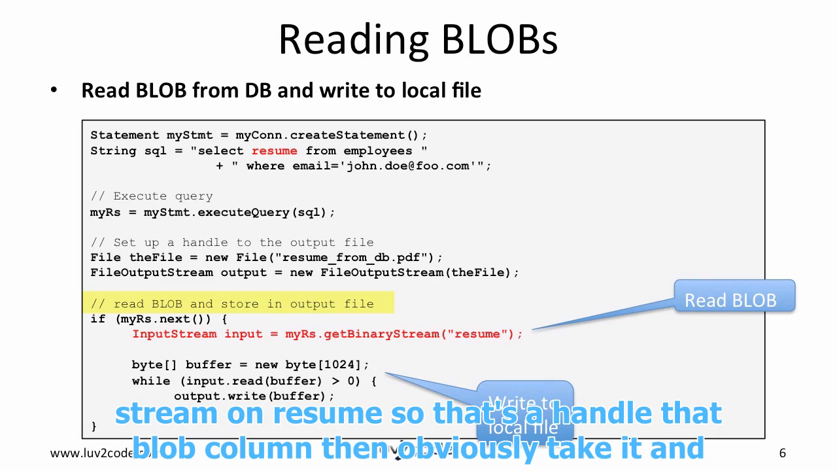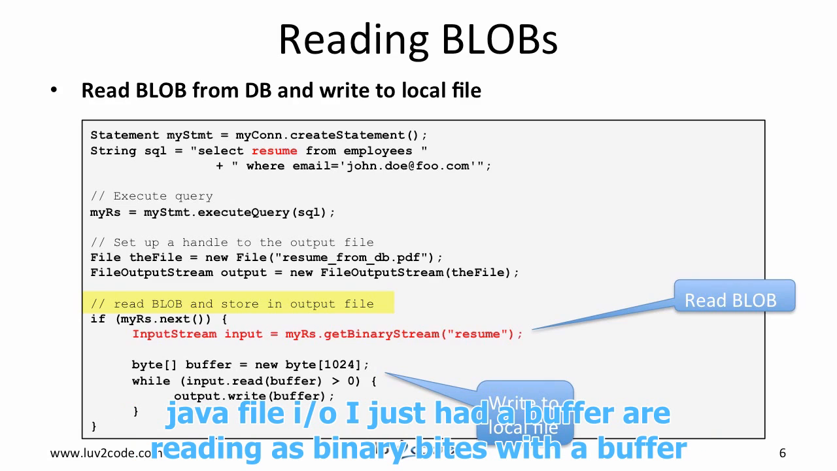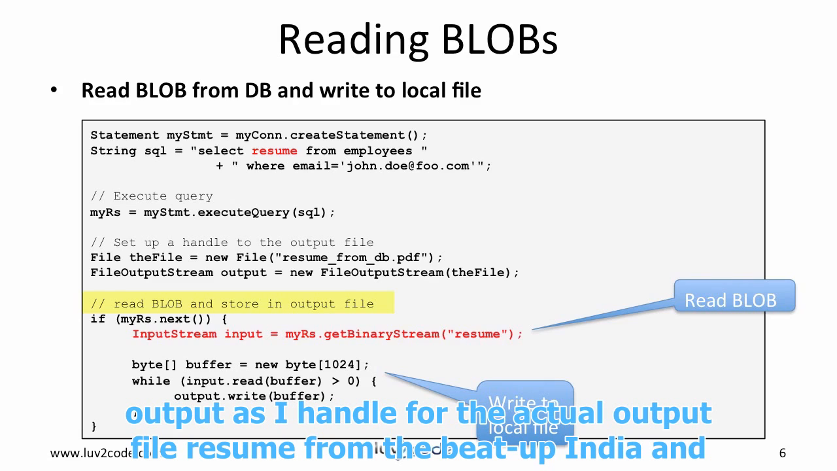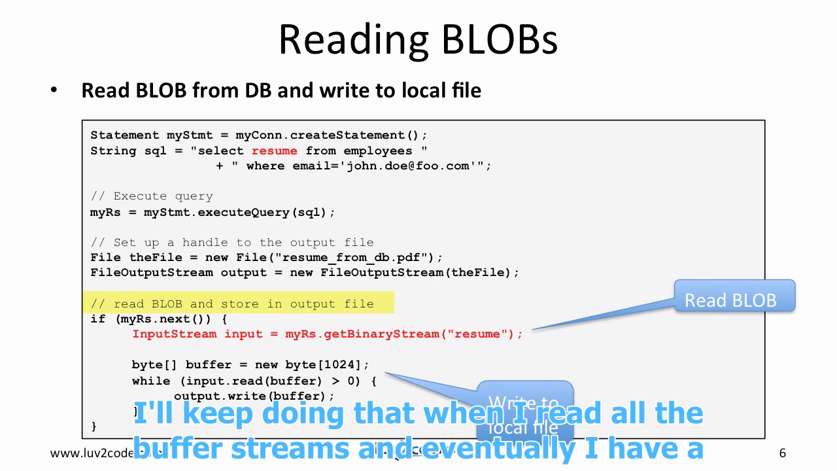Then I'll basically take it, and now this is normal Java file I/O. I'll just set up a buffer. I'll read in those binary bytes with a buffer size of 1024, and then I'll write it to the output file. So that handle to the output is a handle to the actual output file, resumefromdb.pdf. And I'll keep doing that while I read all the buffer streams, and eventually I'll have the file complete.